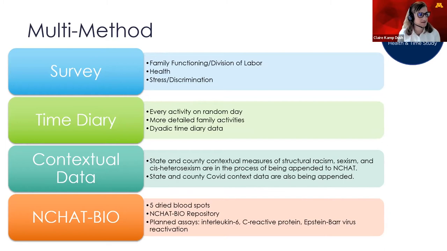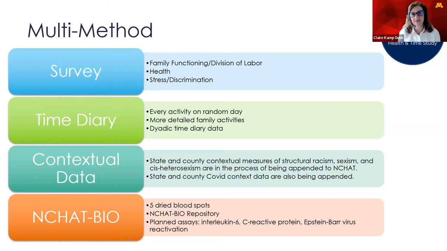We are also working on contextual data right now, and we'll talk about that later today. So we have state and county contextual measures of structural racism, sexism, and cis-heterosexism that we're in the process of appending to NCHAT, as well as state and county COVID contextual data as well. And then we also have 5 dry blood spots from about 900 of our respondents.